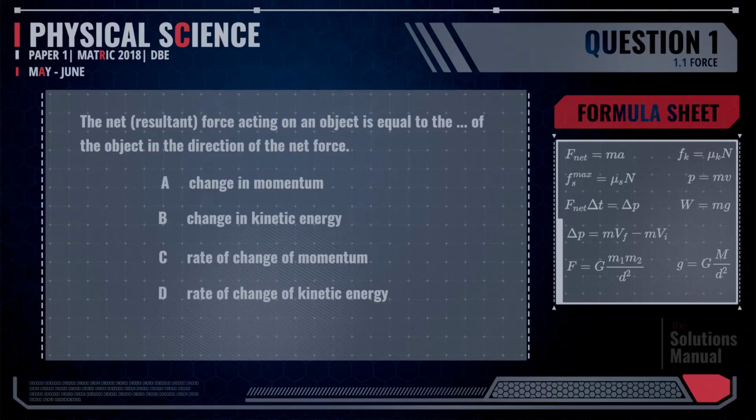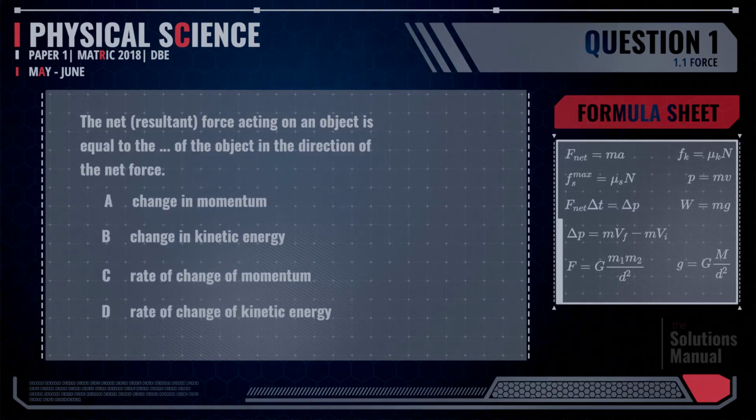Question 1.1 reads: the net or resultant force acting on an object is equal to the of the object in the direction of the net force. A. Change in momentum. B. Change in kinetic energy. C. Rate of change of momentum. D. Rate of change of kinetic energy.